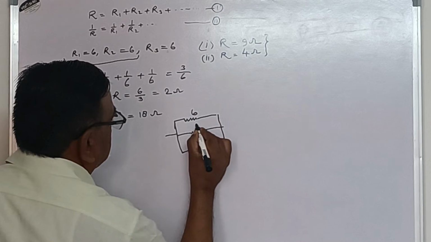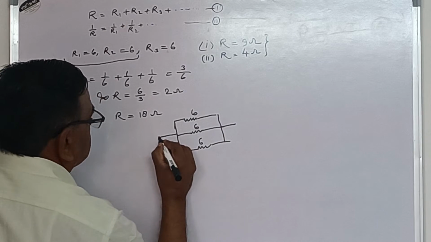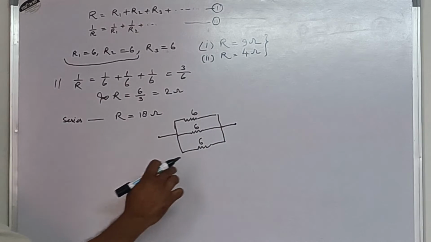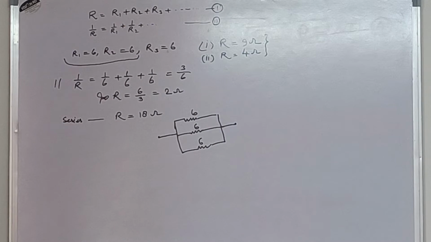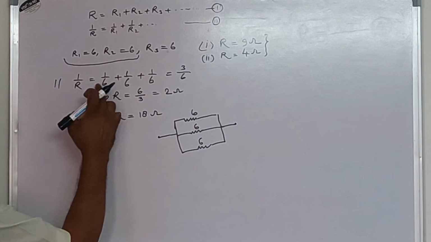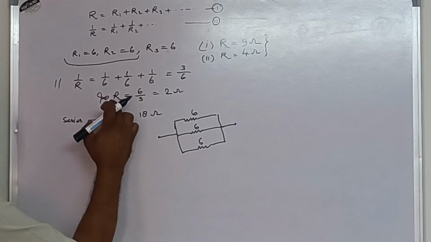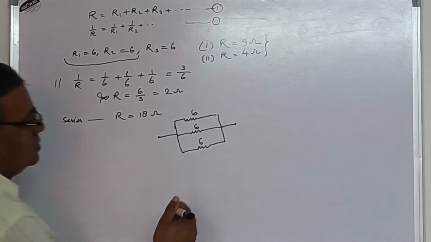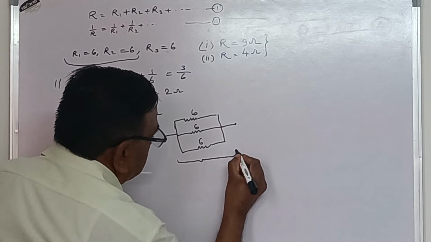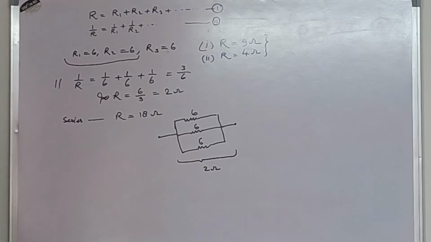This is 6, this is 6, this is 6. All the three resistances are in parallel. The resultant is 1 by R, here you see 1 by R, 1 by 6, 1 by 6, 1 by 6, 3 by 6, so R is equal to 2 ohms. So this value comes 2 ohms.